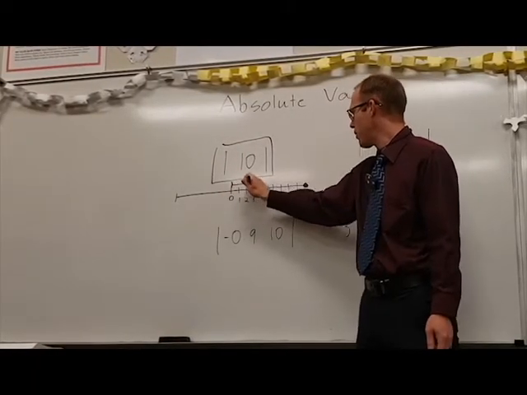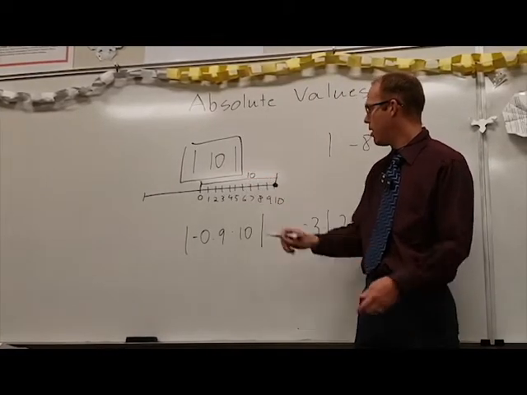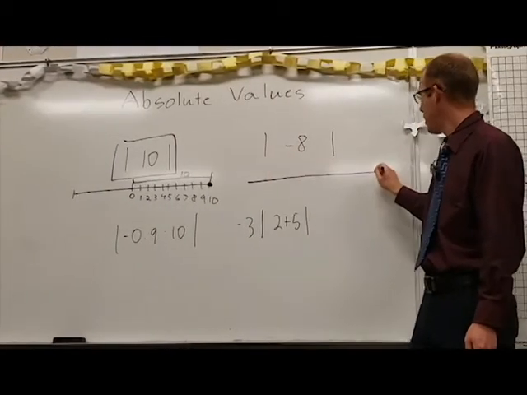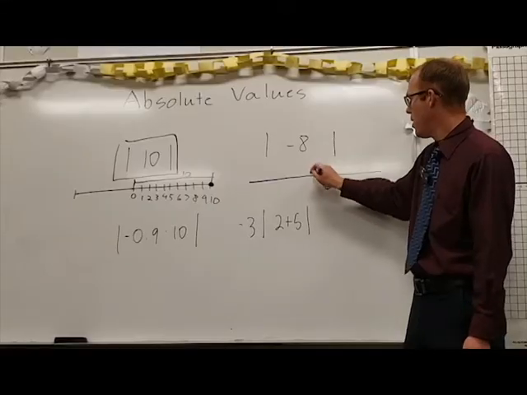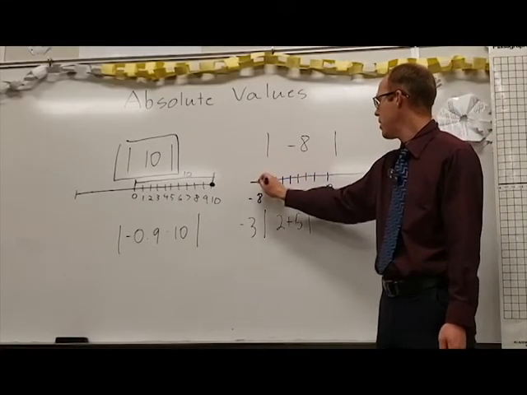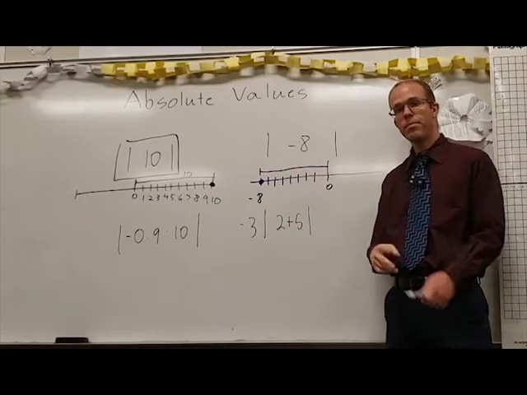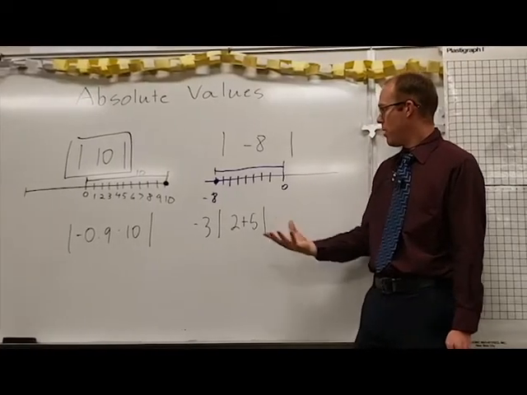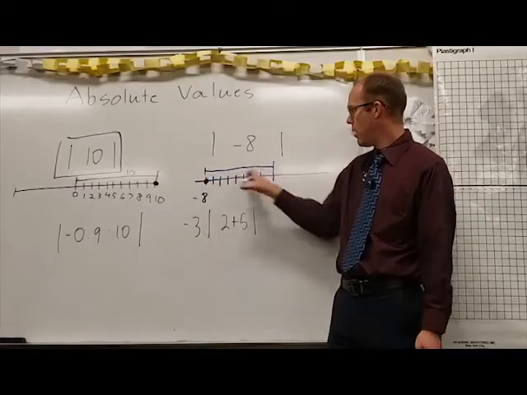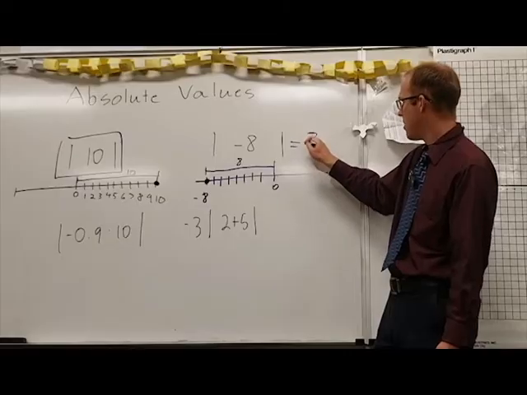So if we go from here to here and measure that distance, it happens to be 10. Not too tough on this one. Let's take a look at the absolute value of negative 8. So here's 0, 1, 2, 3, 4, 5, 6, 7, 8. Negative 8 is over here. When we figure out the distance of that from 0, going from there to there, we measure things with positive numbers. Distance is always measured in positive numbers. And so from here to here, there are 8 spaces. That means the absolute value of negative 8 is positive 8.